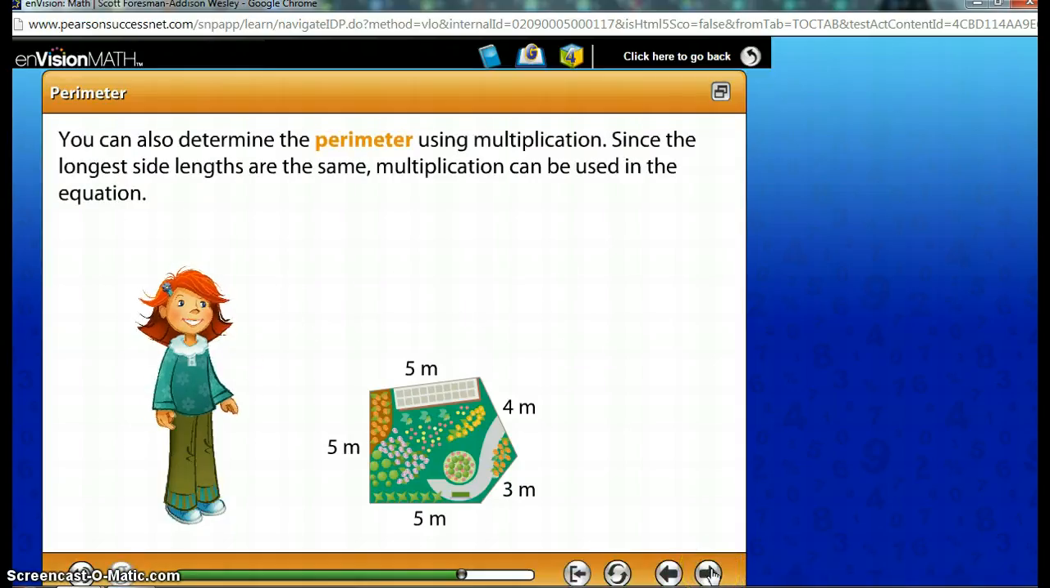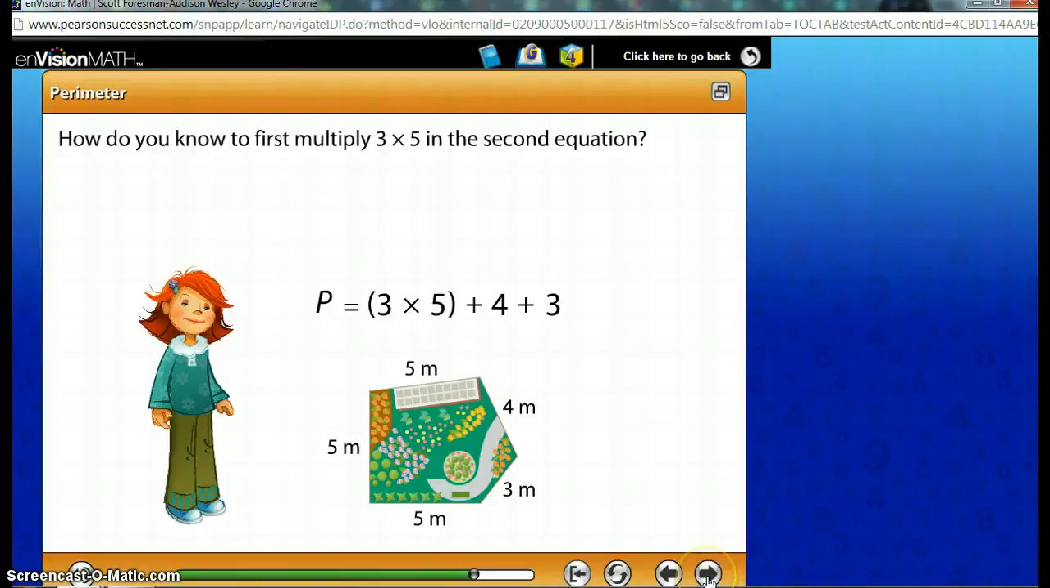You can also determine the perimeter using multiplication. Since the longest side lengths are the same, multiplication can be used in the equation. Just what we talked about earlier, right? How do you know to first multiply 3 times 5 in the second equation? Remember where that came from, Claire? Where do we get 3 times 5 from? Because we added 5 3 times. Yeah, we have 3 5s, so we can get there quicker by just saying 3 times 5.